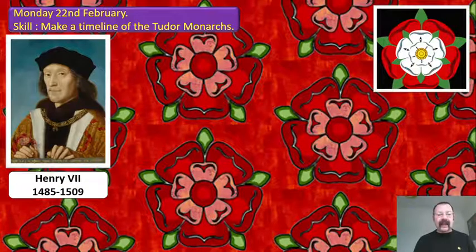So here we have Henry VII and his reign. He was on the throne between 1485, the Battle of Bosworth, and 1509. So you could work out a timeline and record how many years he was in power. Okay, so who came next?